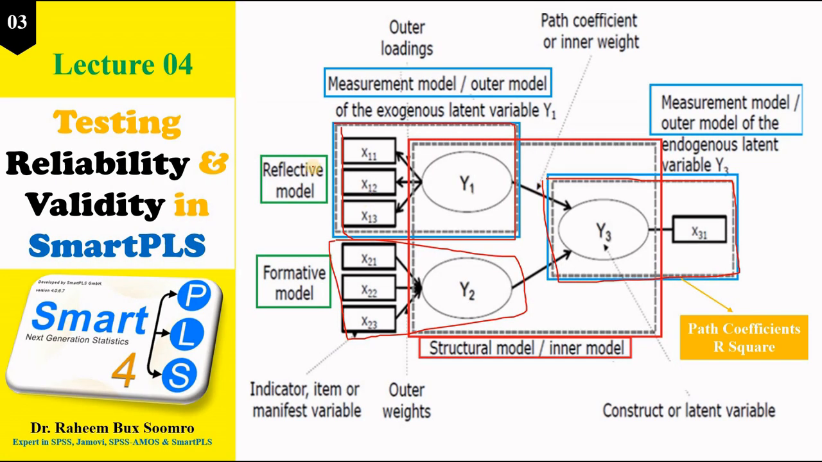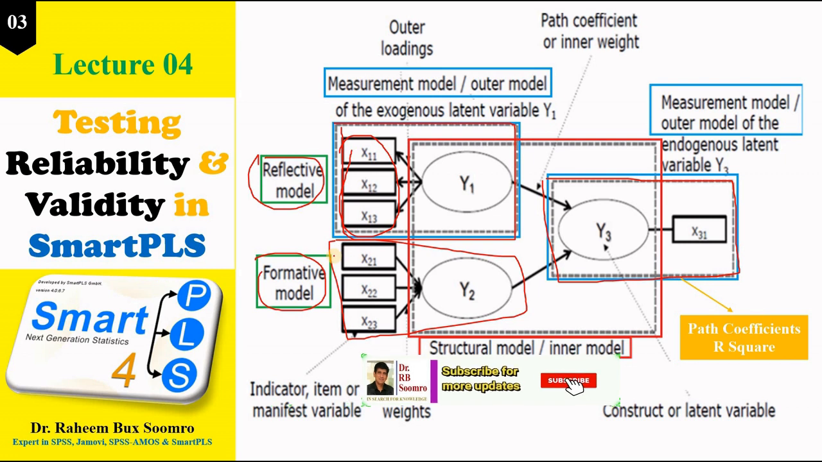So now there are two types of measurement model, the reflective measurement model and the formative measurement model. These are our loadings, and when we are working on the reflective model, all these items, items x11 to x30, we call them loadings. When we work on the formative model, then we call them weights.